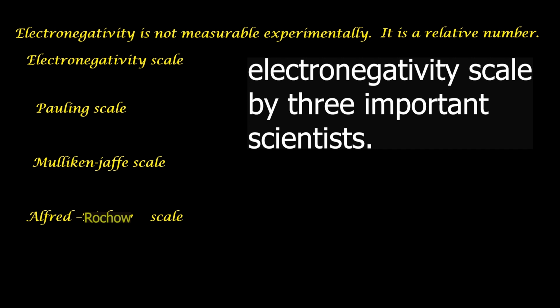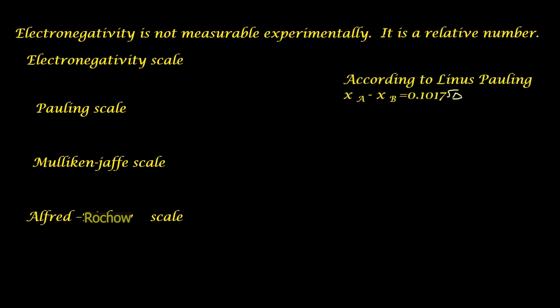A detailed discussion of these scales is beyond the scope of this syllabus, yet I will make a mention of a few details of the Pauling scale. According to Linus Pauling, chi A minus chi B is equal to 0.1017 into root delta. Chi A is the electronegativity of element A and chi B is the electronegativity of B. A is bonded to B.